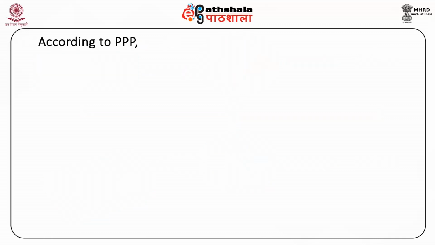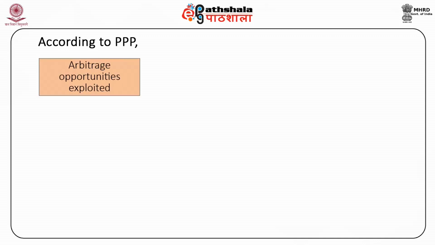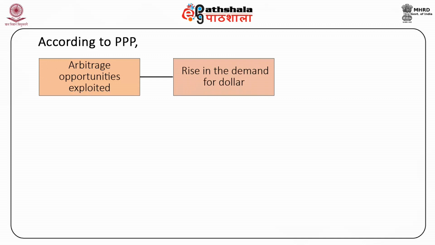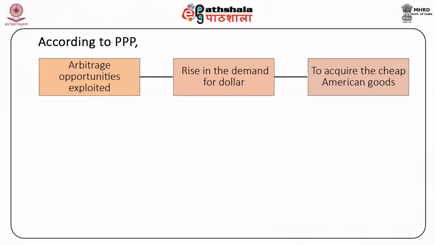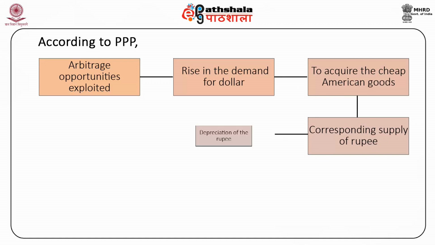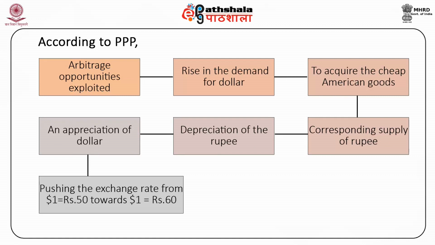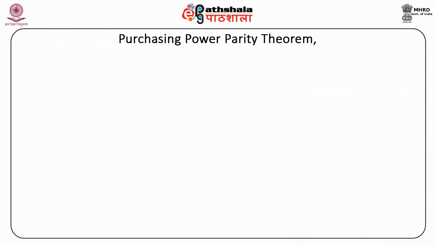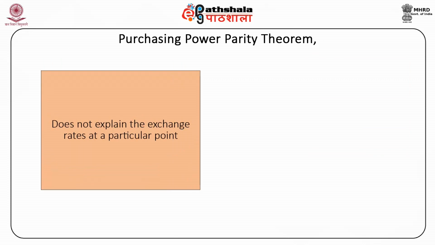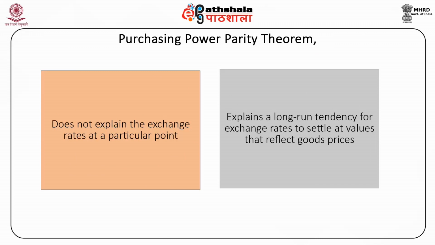According to the theory of purchasing power parity, such arbitrage opportunities would be exploited, leading to a rise in the demand for dollars to acquire the cheap American goods and a corresponding supply of rupees. This would lead to a depreciation of the rupee and an appreciation of the dollar, pushing the exchange rate from $1 equals rupees 50 towards $1 equals rupees 60. Once the latter exchange rate is attained, all arbitrage possibilities would cease to exist. The purchasing power parity theory does not explain the exchange rates at a particular point or period of time, but explains a long-run tendency for exchange rates to settle at values that reflect goods prices.